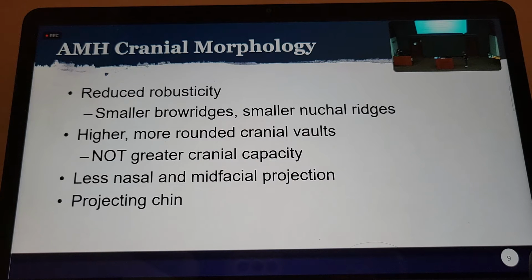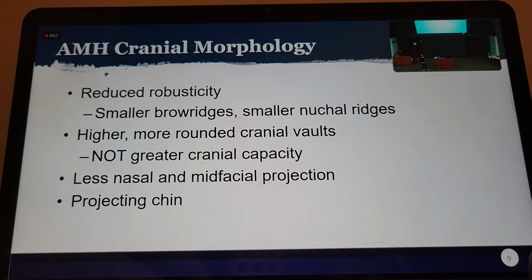for quite a while. So smaller brow ridges, smaller nuchal ridges. Cranial capacity is not greater than what we see in late archaic Homo sapiens. Actually, Neanderthals, on average, have greater cranial capacity or larger brains than anatomically modern humans. Okay. But the vault itself in anatomically modern humans is higher, more rounded, with less robusticity. There's less of that nasal, mid-facial prognathism or forward projection of the mid-face region.